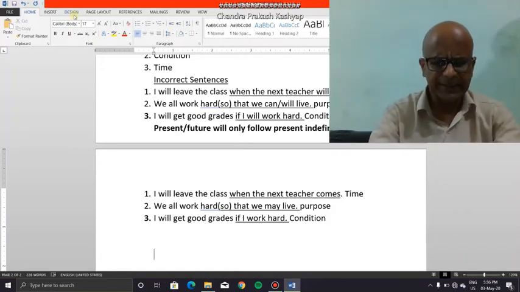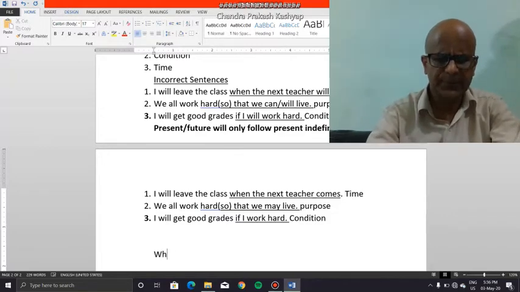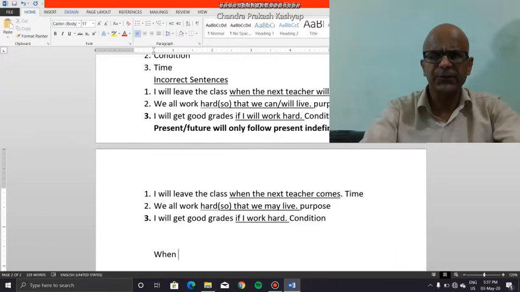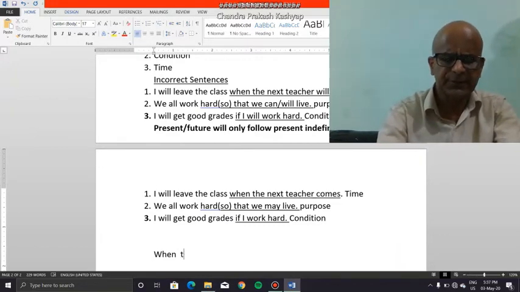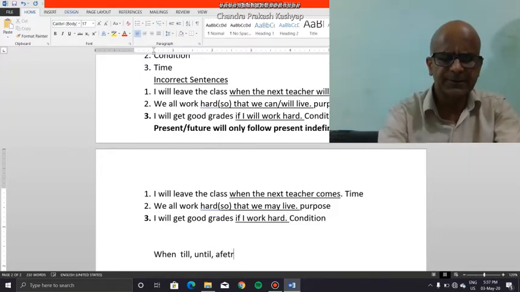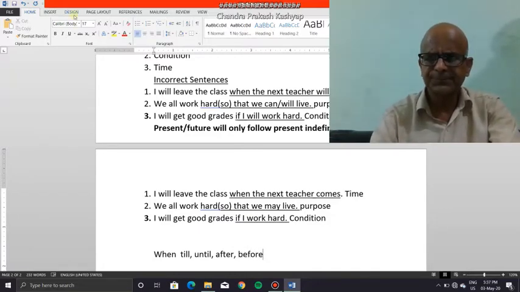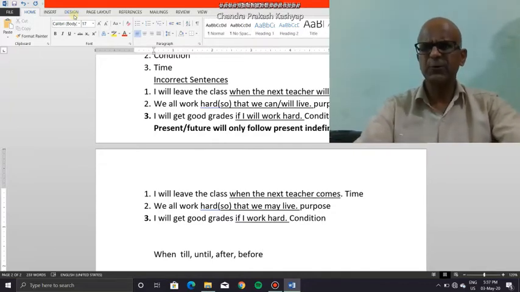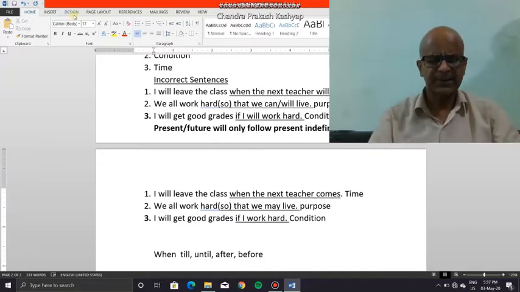Now just as when, there are other subordinating conjunctions which state time. For example, till, until, after, before. All these subordinating conjunctions state time.